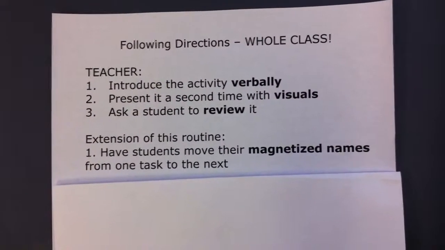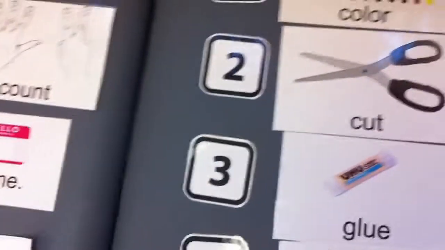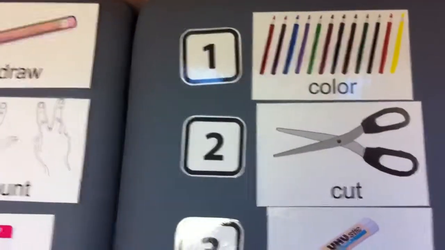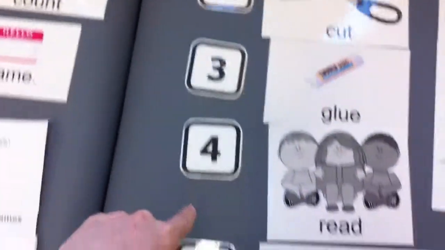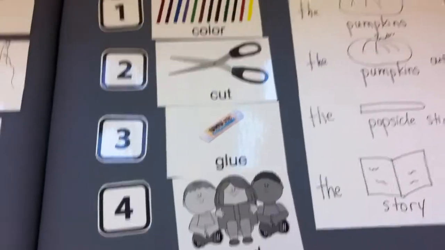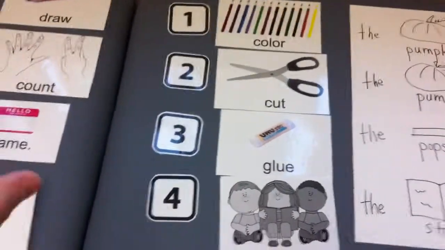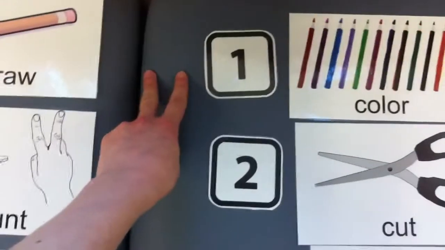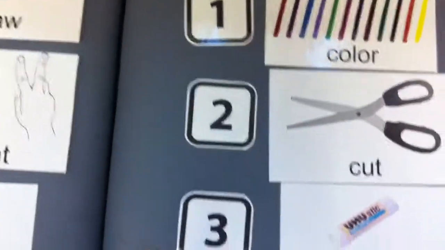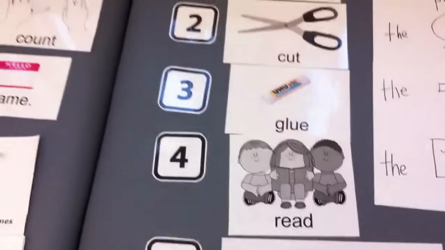An extension of this activity for older classrooms I made was for the students to use their names on magnets beside the numbers. So there's a 4-5 split class that had a multi-step activity one afternoon, and instead of the pictures and words, it was just words behind the numbers, and they were able to put their name just magnetized to the board right beside the numbers and move them from one number to the next throughout the afternoon.